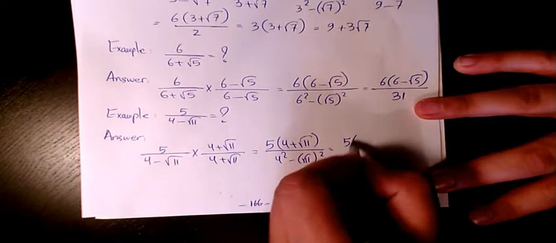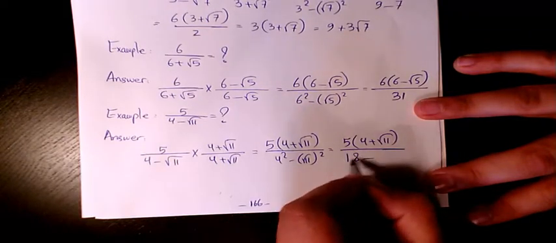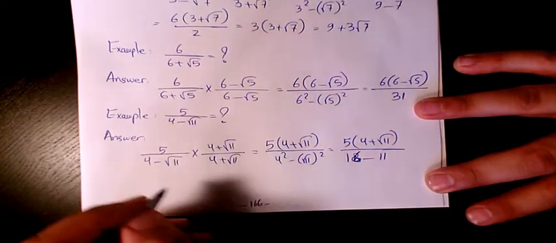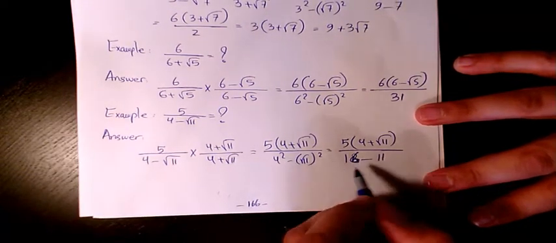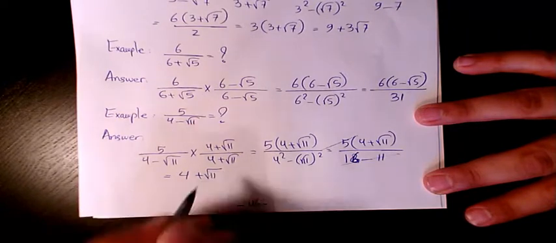That will be 5 times 4 plus root 11 divided by 16 minus 11. 16 minus 11 is 5, so that cancels out. It will be just 4 plus root 11.